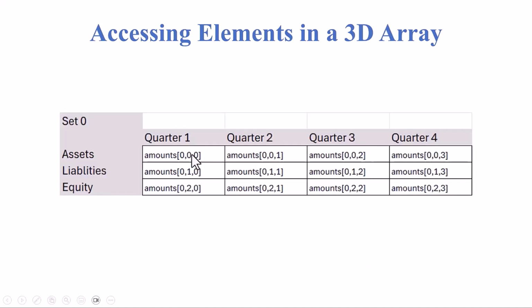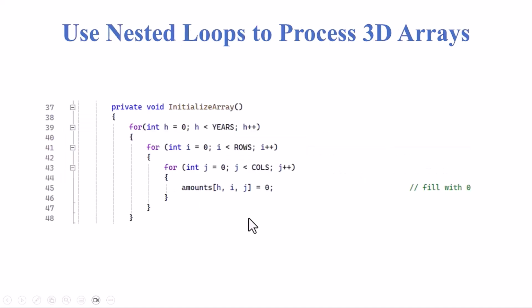If we look at set 0, how it's actually defined with assets, liabilities, and equity, we're looking at amounts 0,0,0, 0,0,1, 0,0,2, and so on down the line. And you can see the 1s and the 2s and all that. So not all that different from the two-dimensional array, except we do have that extra element in here because it's set 0. Where are the other ones? We're set 1, set 2. They're not showing right now. They're in memory, but they're not showing on the grid at this point in time.